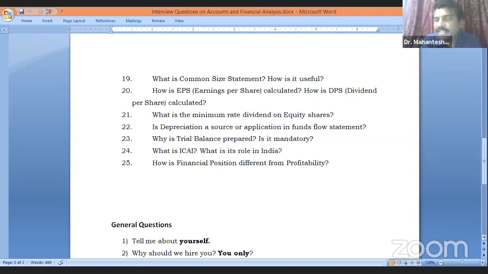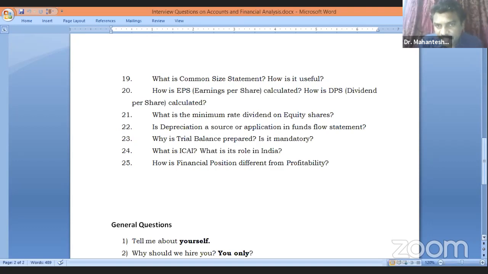Earnings per share is calculated by taking the earnings available to equity holders, or profit after tax and interest, divided by the number of equity shares. How is DPS calculated? DPS is dividend per share. Dividend per share is calculated with dividend paid to the shareholders divided by the number of shares. What is the minimum rate of dividend on equity shares? There is nothing like a minimum rate of dividend. Payment of equity dividend is not compulsory at all. Hence, there is no question of a minimum rate here.